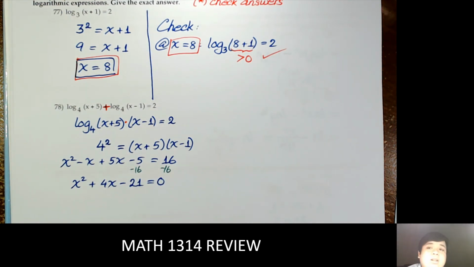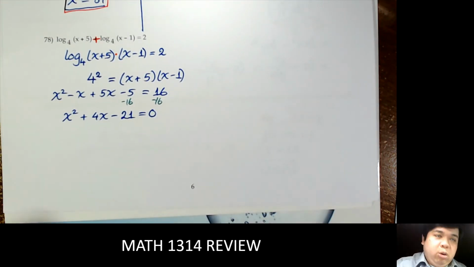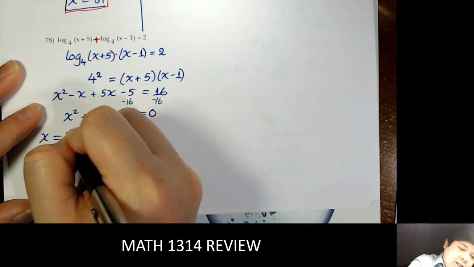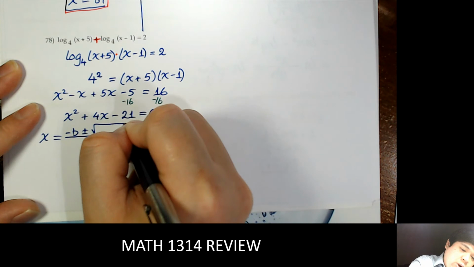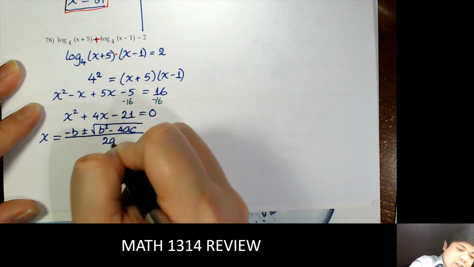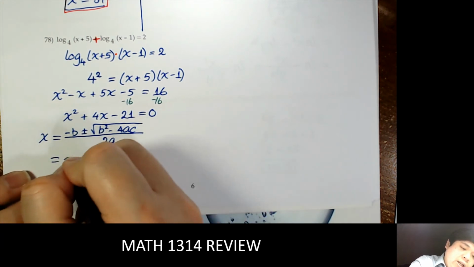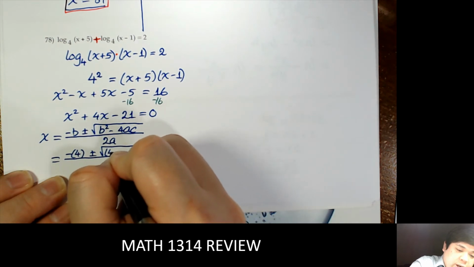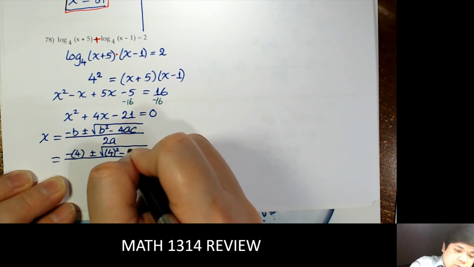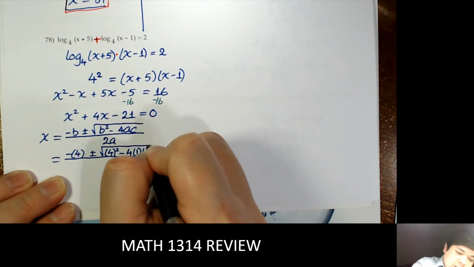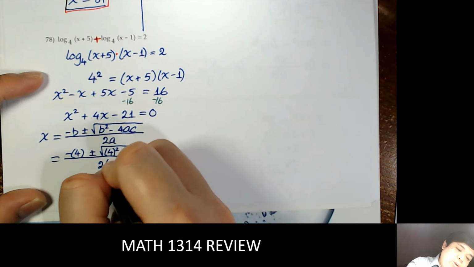Here we can factor, complete the square, or use the quadratic formula. I just use the quadratic formula. Negative b plus or minus square root of b squared minus 4ac over 2a. Negative 4 plus or minus square root of 4 squared minus 4ac over 2a.